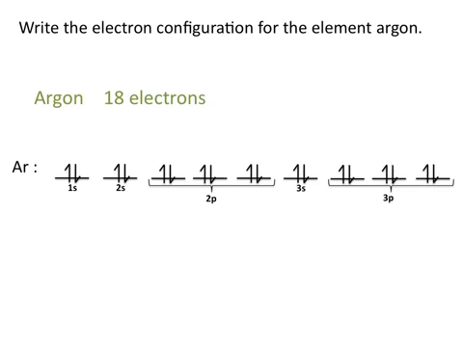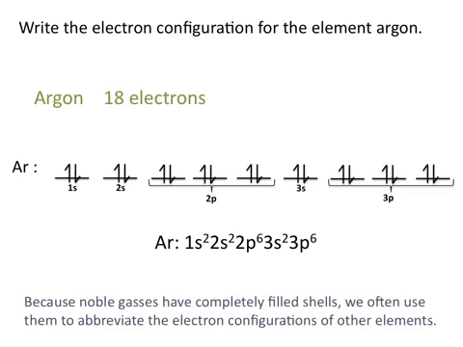So now that I've diagrammed all 18 electrons, I know that this is the electron configuration for argon. And if I were to abbreviate it, it would be 1s2, 2s2, 2p6, 3s2, 3p6. Now what's interesting about the noble gases is that they have completely filled shells, and so we often use them to abbreviate the electron configurations of other elements.